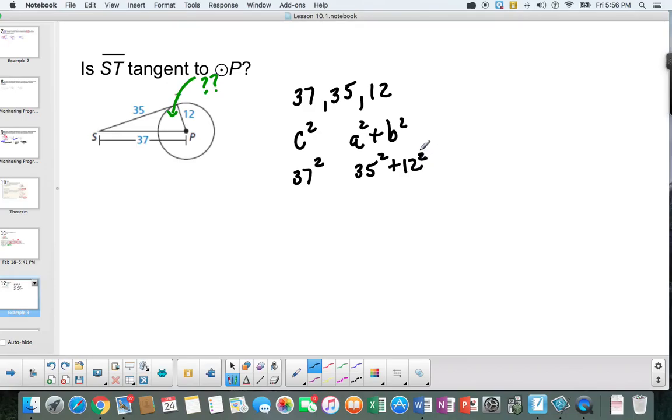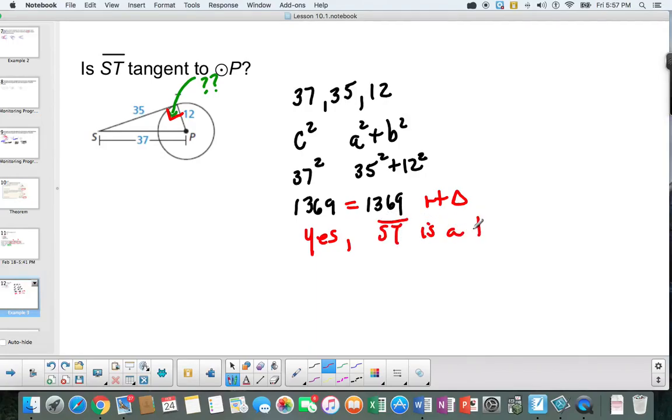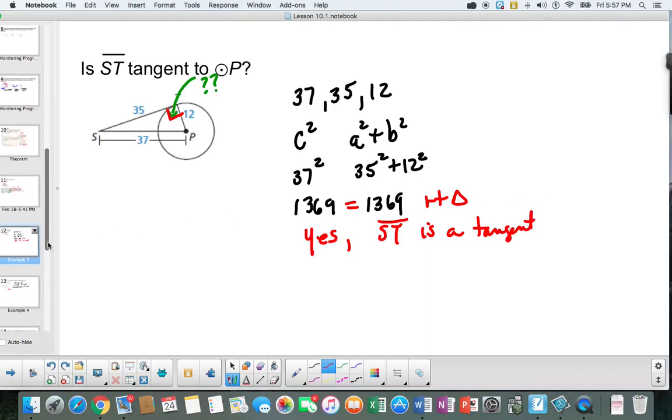So I'm going to use my calculator to figure out what 37 squared is. And that answer is 1,369. And when I go in my calculator, I'm going to get the same value. So this tells me they are equal. When this is equal, I know I have a right triangle. So this is a right angle. And so now I can answer the question, yes, ST is a tangent. Only way it could be a tangent is if it were perpendicular to the radius.